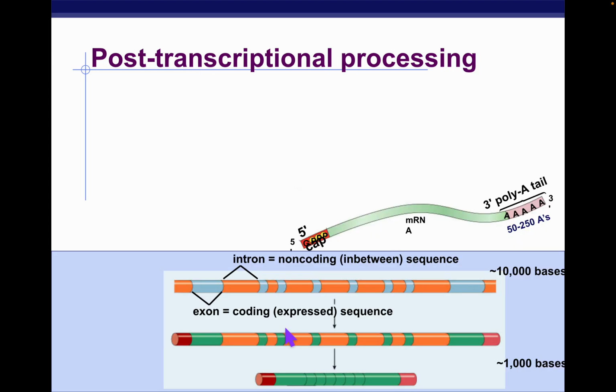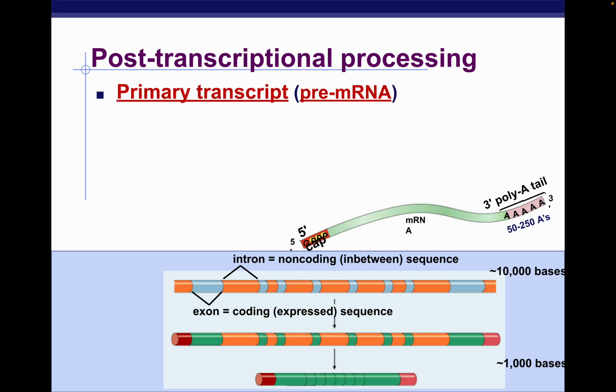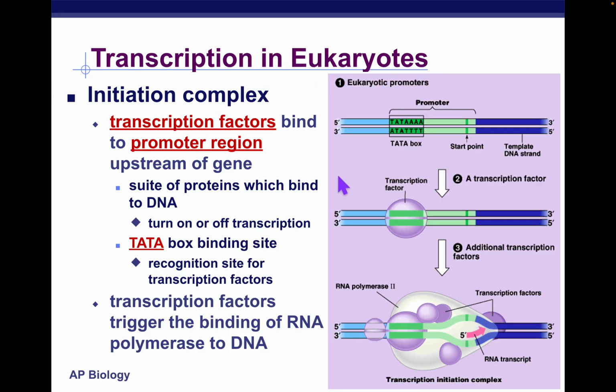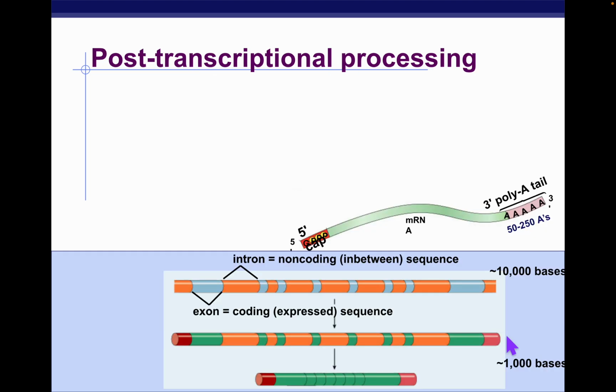The post-transcriptional processing is really important. After transcription occurs, our RNA polymerase comes in and transcribes the DNA in the correct way. We're building from 5' to 3'. Again, I keep saying that; you're going to see it multiple times.